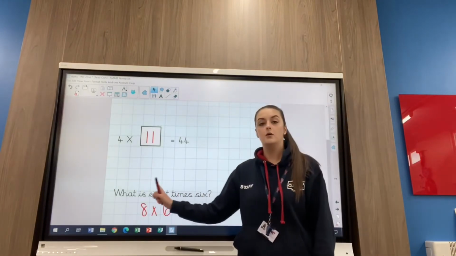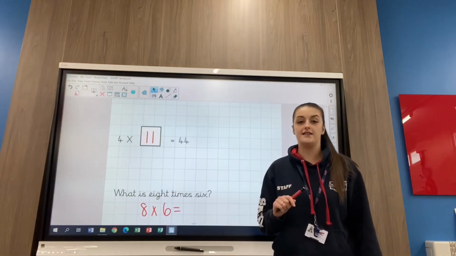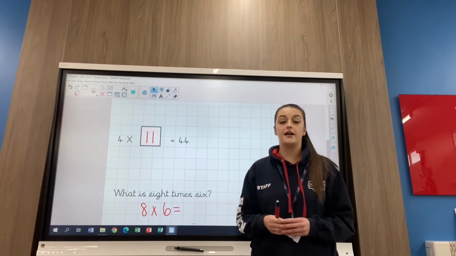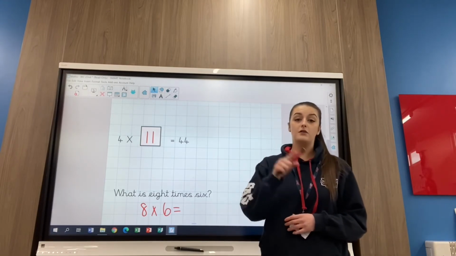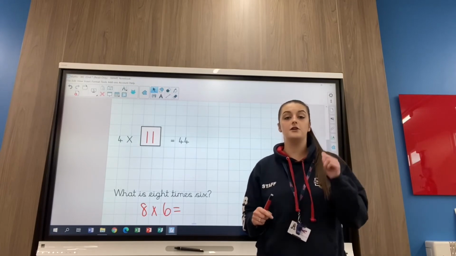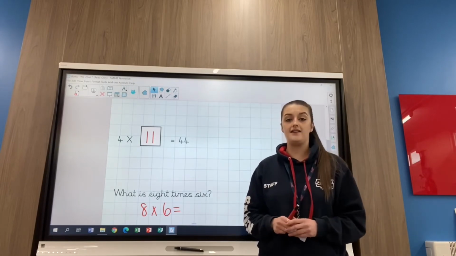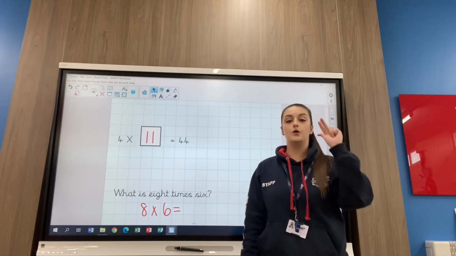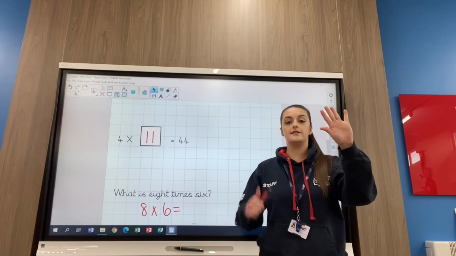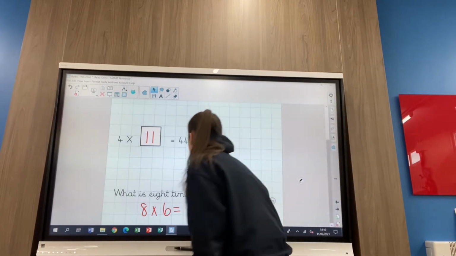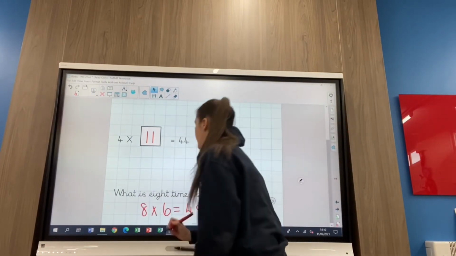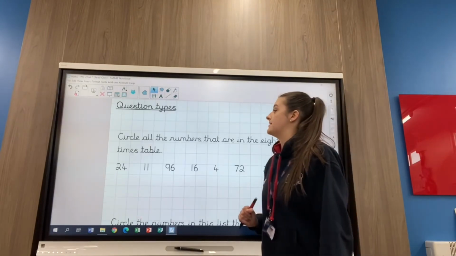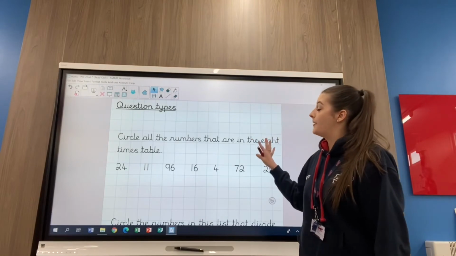And for this one, we're going to need to count in our 8s. Now, you should have written down 8 times 6 in your purple book from my challenge that I just set you. So you might want to have a look back at that, but I know lots of you will just be quicker counting in your 8s. Are you ready? 8, 16, 24, 32, 40, 48. Because 8 times 6 is 48.